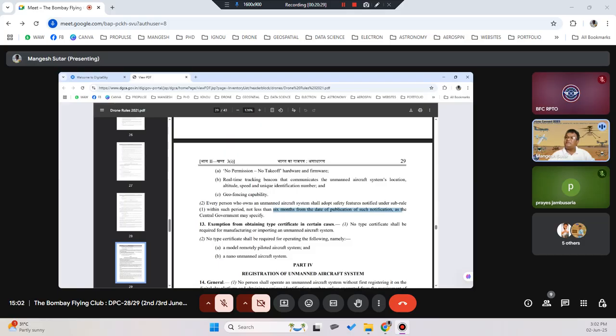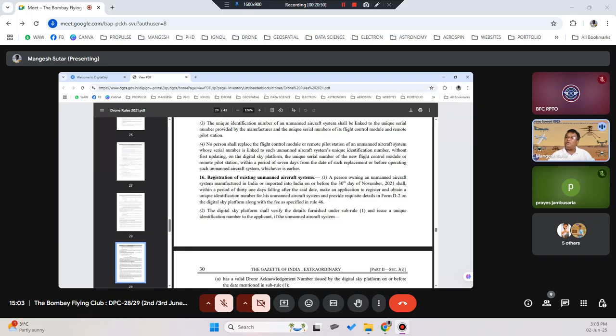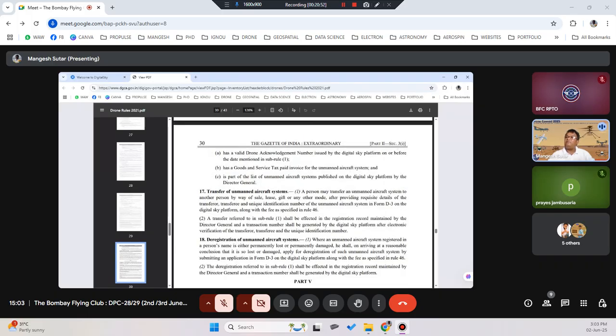No type certification shall be required for manufacturing or importing unmanned aircraft systems. No type certificate shall be required for operating the following, that is model remotely piloted aircraft system or nano unmanned aircraft system. Then part 4 is about registration, that is for the UIN number. Again it talks about how to apply for a UIN number, and then 17 is about transfer, 18 is about deregistration.